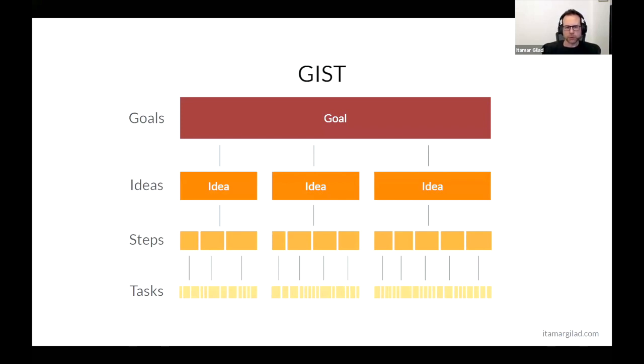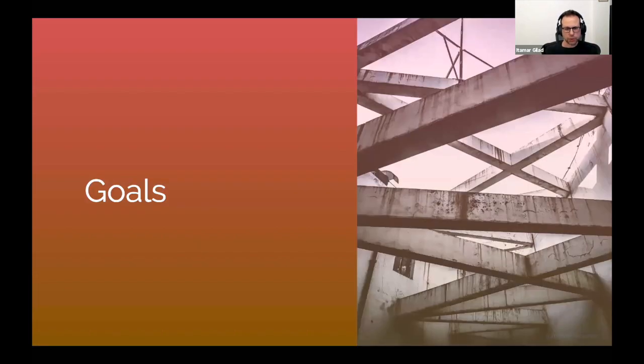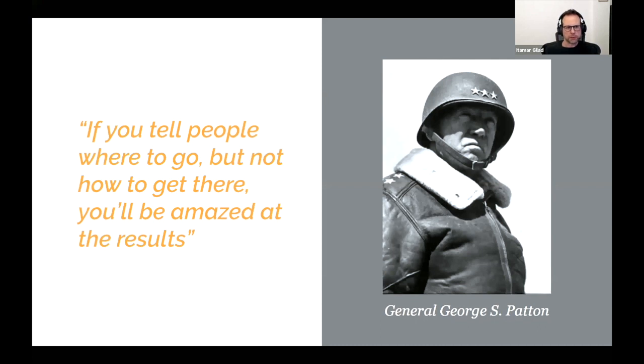We will focus on the top three layers, but we will see how this affects the way we manage the tasks and how Agile might work a little differently. Let's start with goals. I really like this statement by General Pett, and it kind of explains what a good goal is about. If you tell people where to go, but not how to get there, you'll be amazed at the results. This is basically capturing the concept of outcome goals.